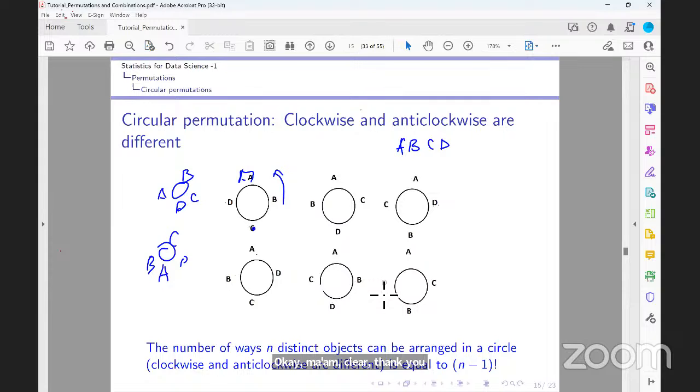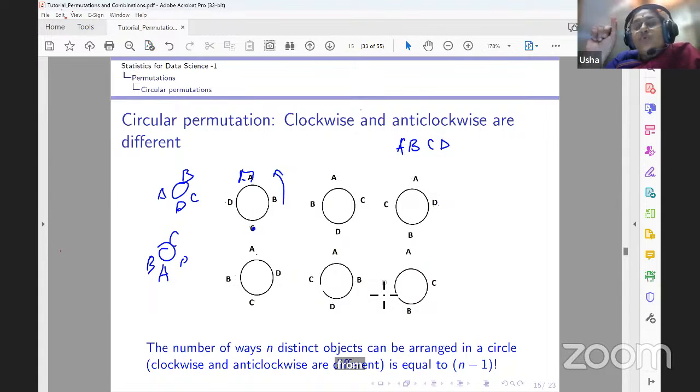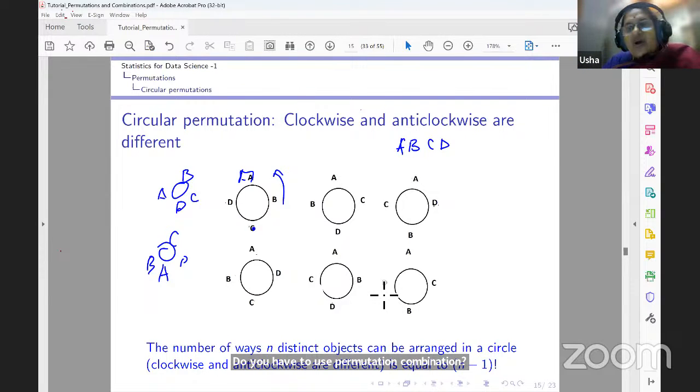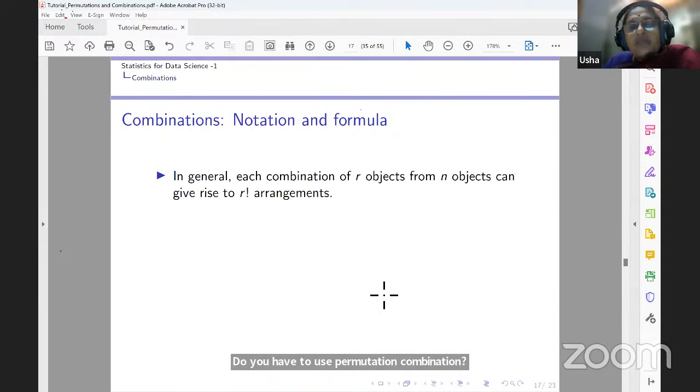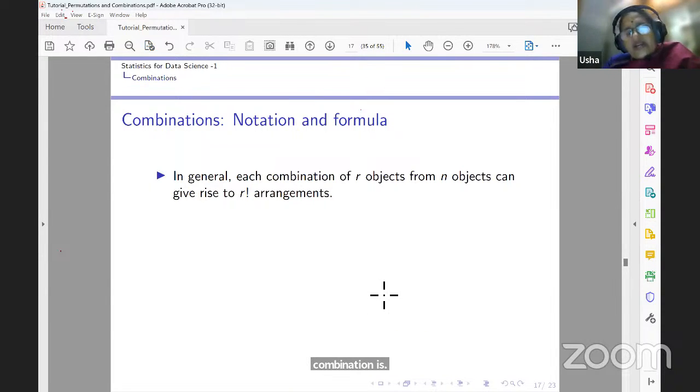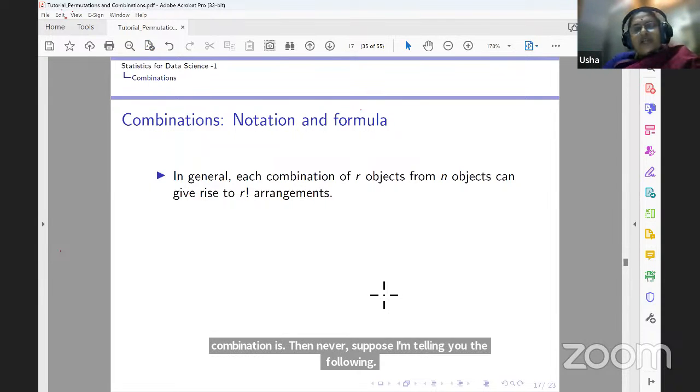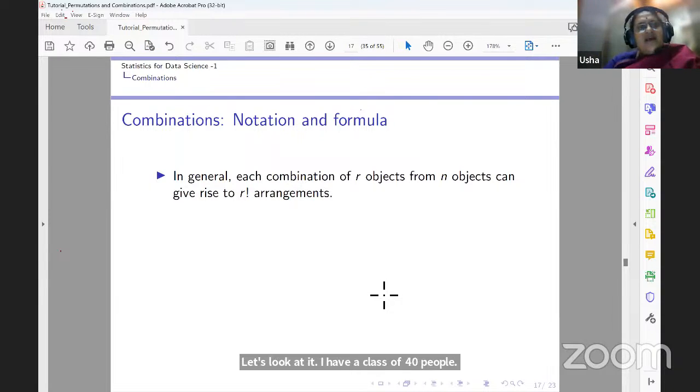Is that clear? Ma'am, for the concentric circle problem, when we're choosing 2 children from 6, do we have to use permutation or combination? See, whenever you're choosing 2 people, the order does not matter. You're using a combination. So the combination is whenever, suppose I'm telling you the following. Let's look at it. I have a class of 40 people.